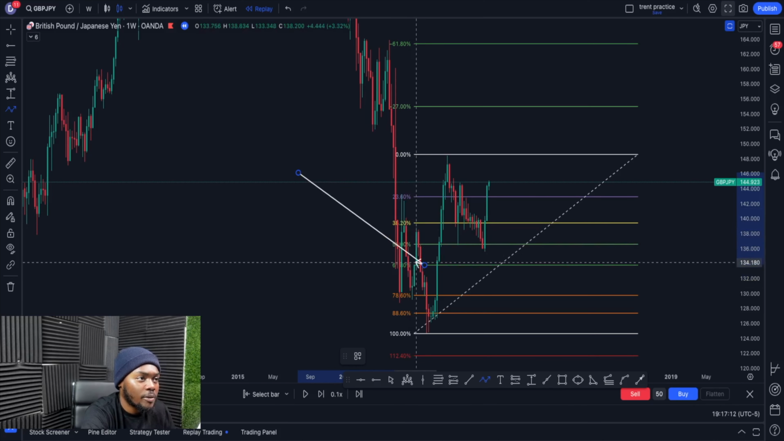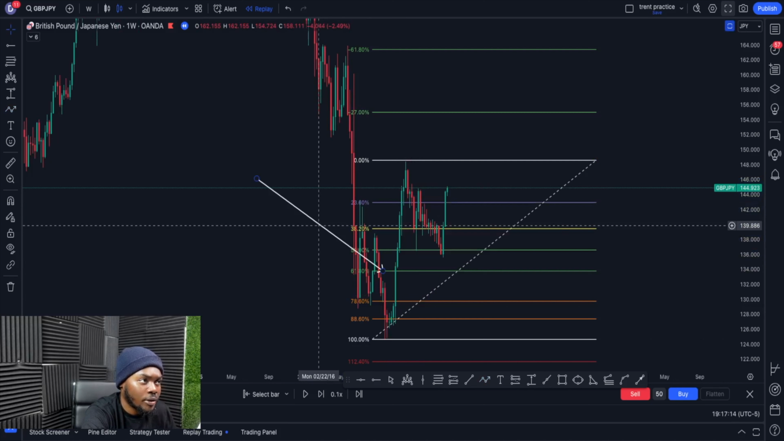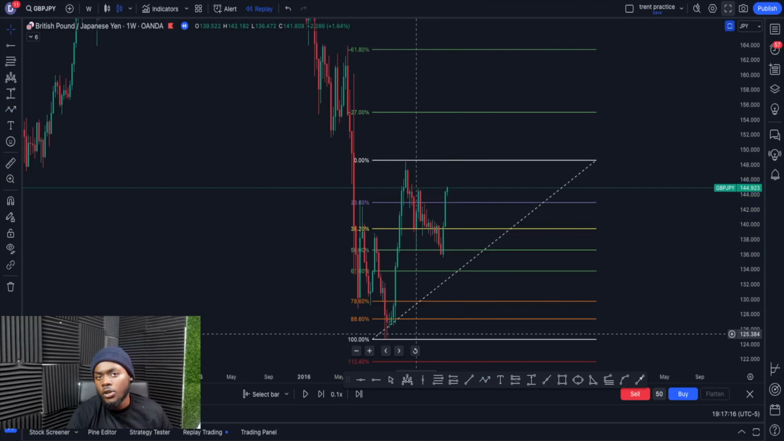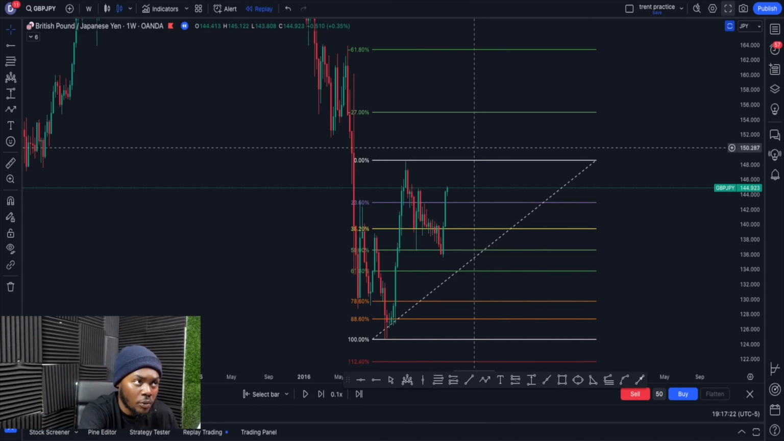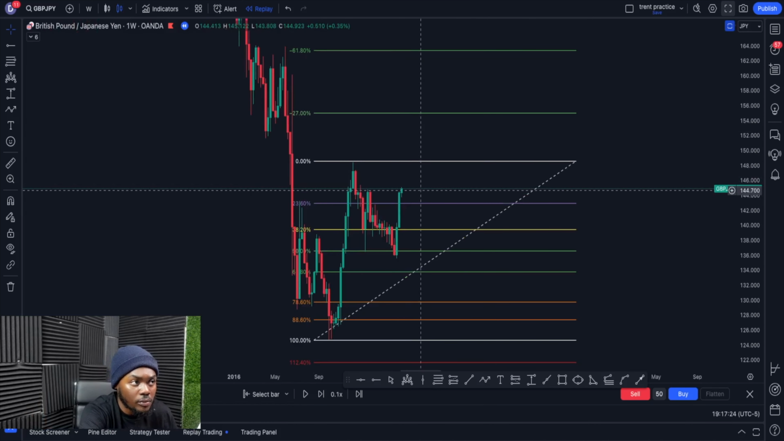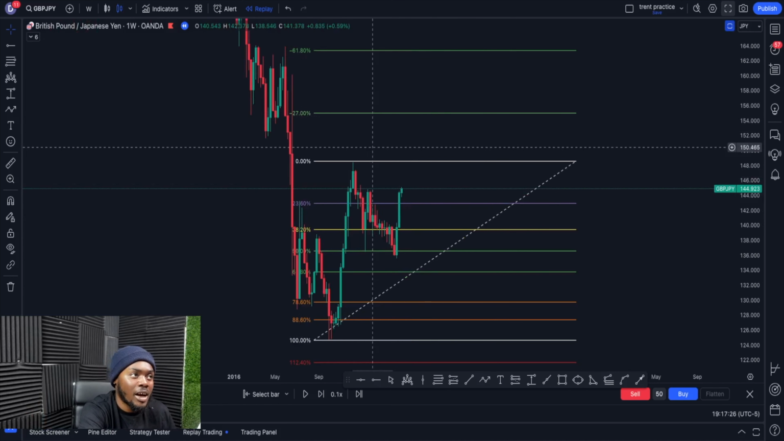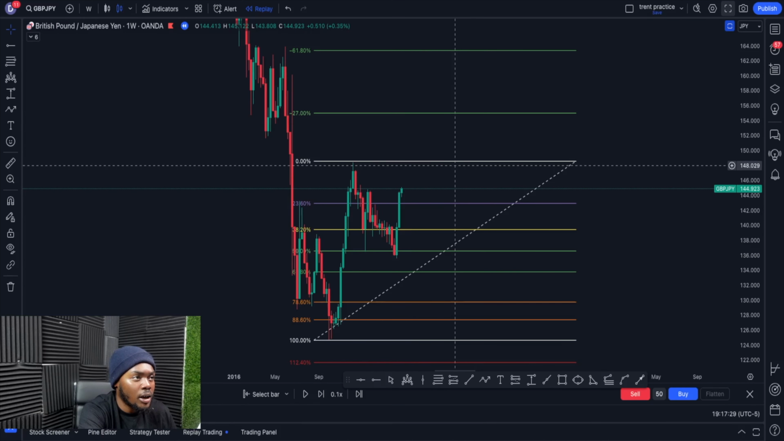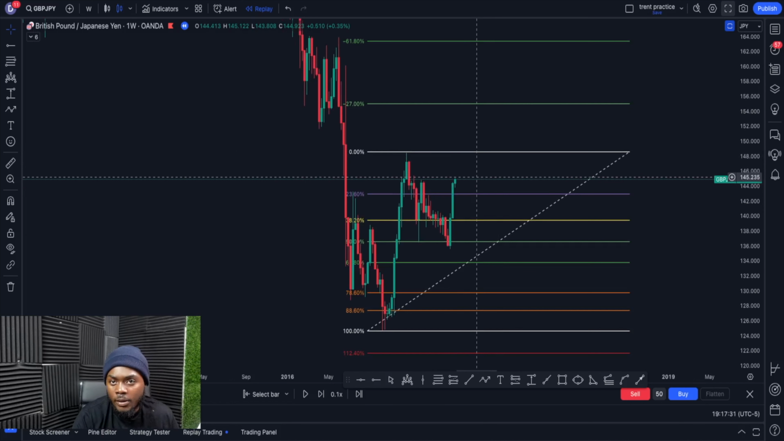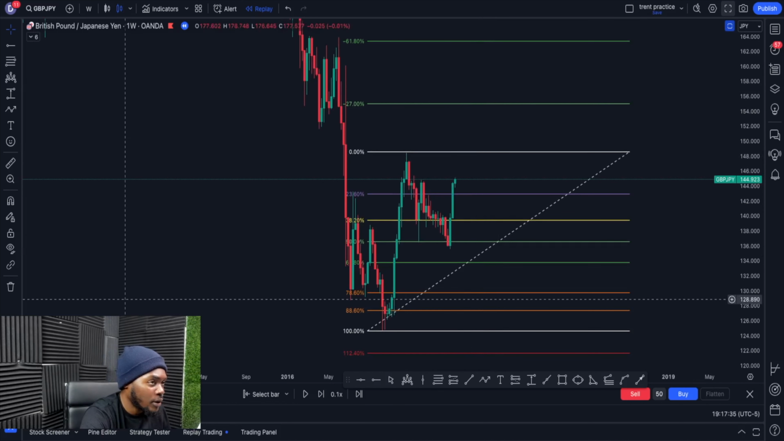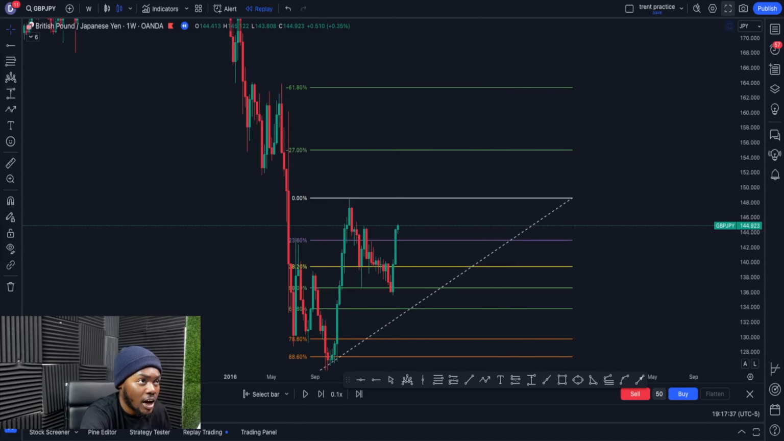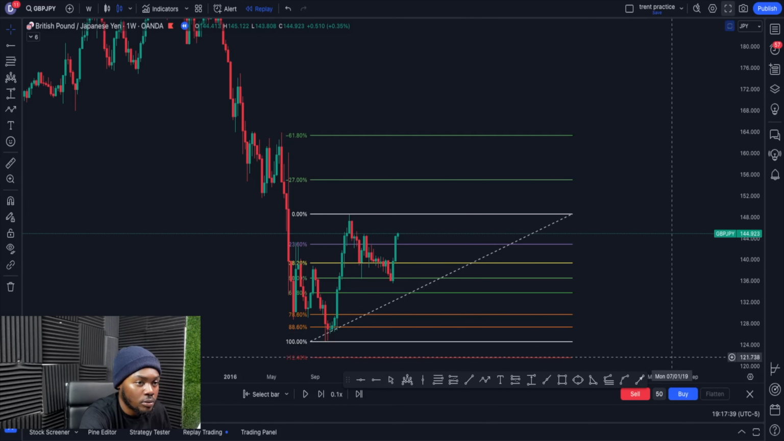Now, you can use the Fibonacci on any time frame, and you guys already know what I like to say. The higher the time frame, the stronger the analysis. As you can see, this is coming off a weekly chart, a weekly time frame. So this Fibonacci is going to be stronger than a Fibonacci that's on a 1 hour or a 30-minute, right? So like I said, in this example here, I just wanted to show you guys how to use the fibs.